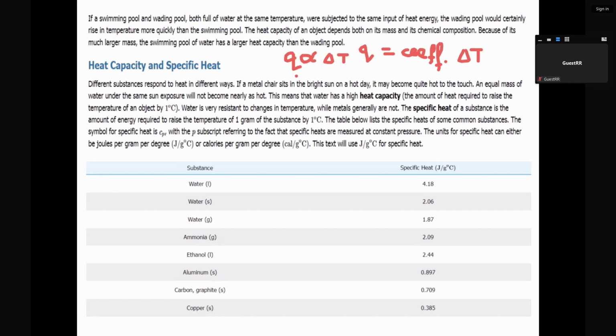If we leave out this proportional sign, we bring in a constant, which is a coefficient. So we have this equation, Q is equal to C into delta T, where C is the heat capacity. The magnitude of this heat capacity, that is the coefficient, depends upon the size of the system, the nature, and also the composition of the system. And this C is called the heat capacity.